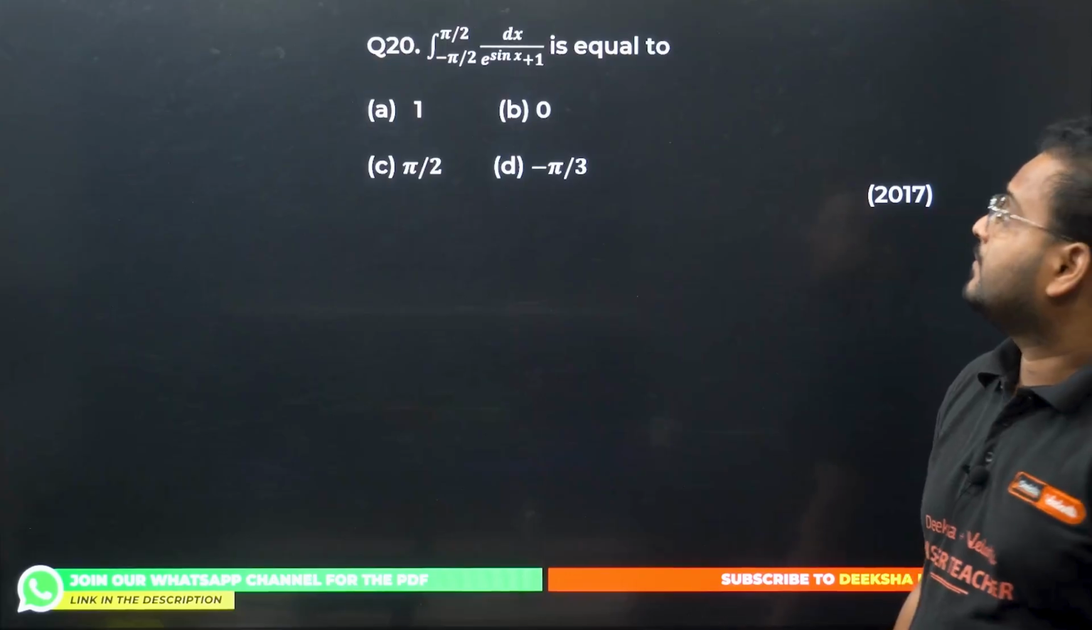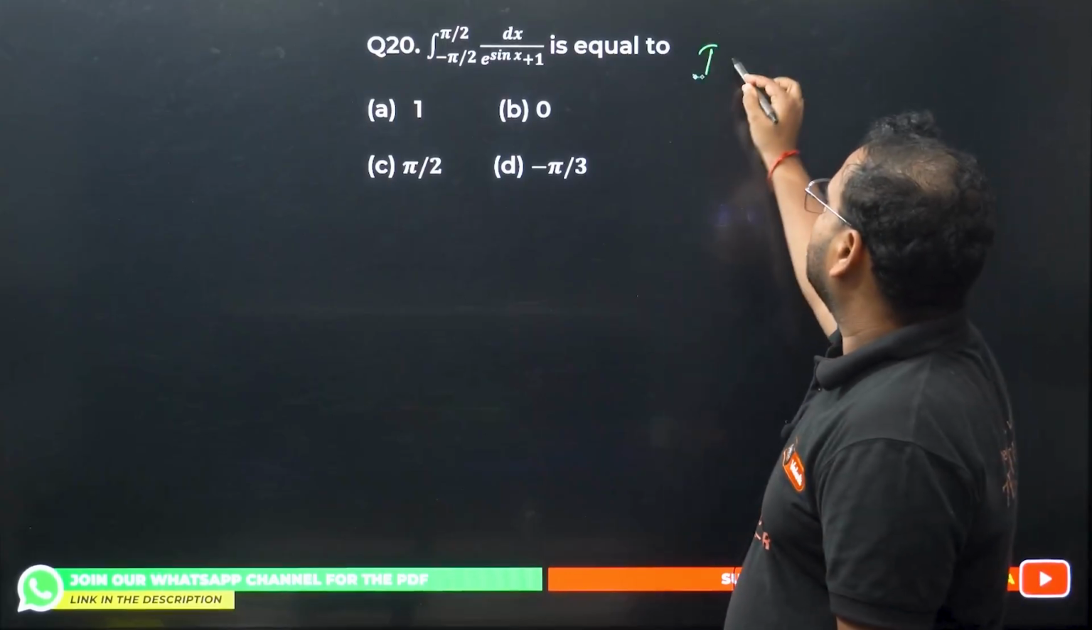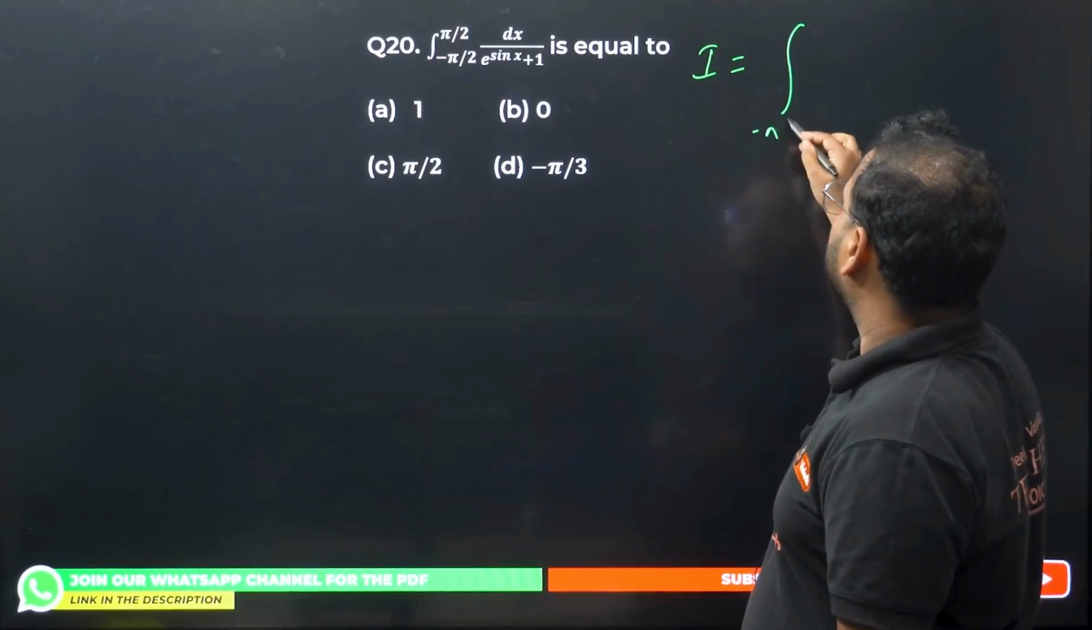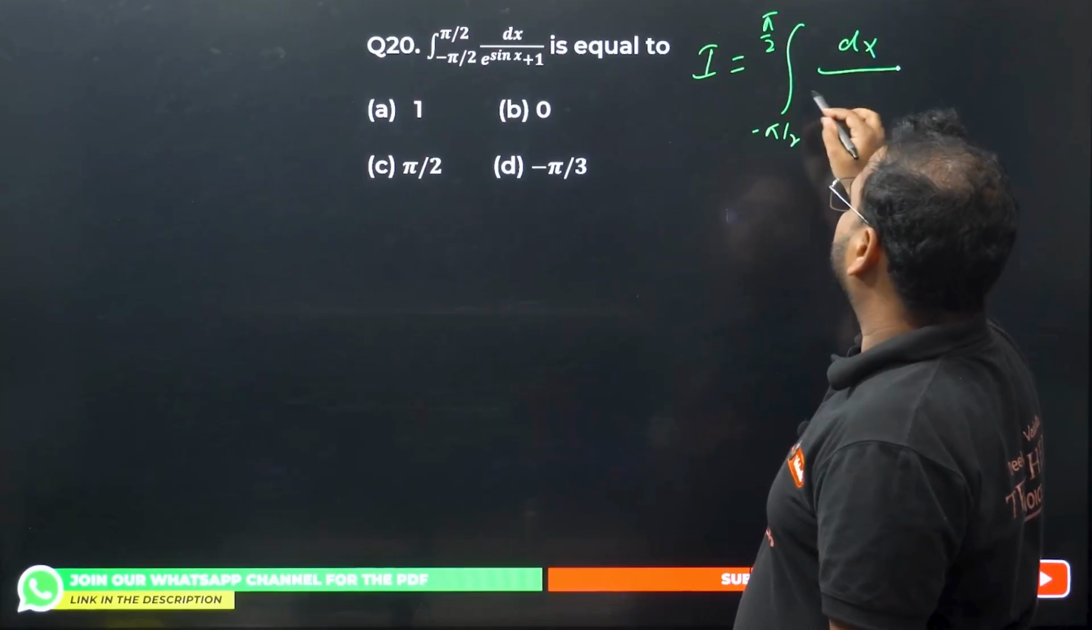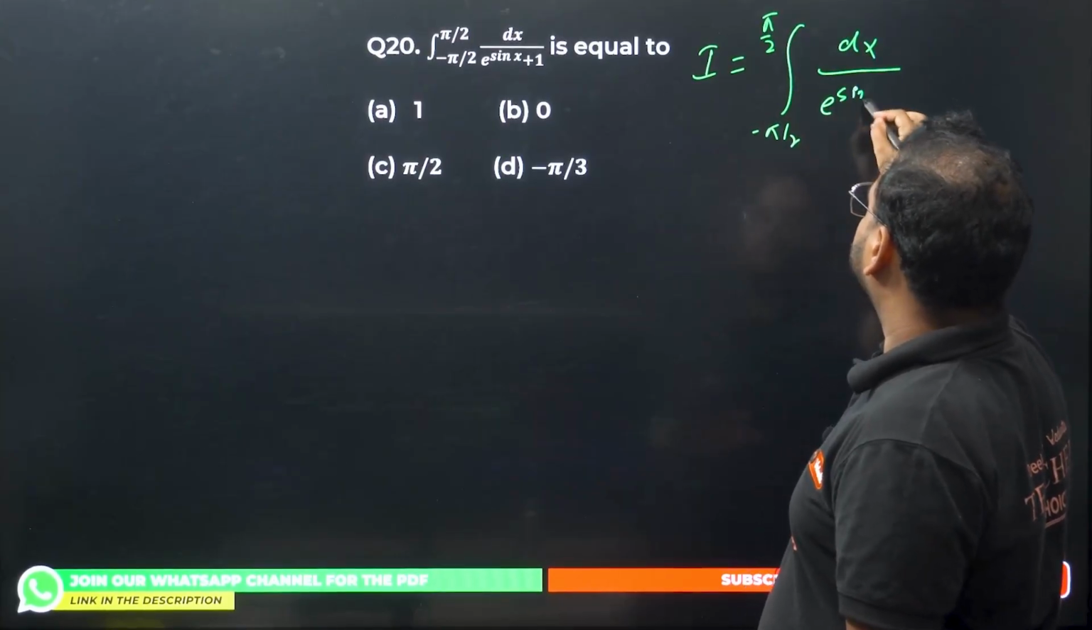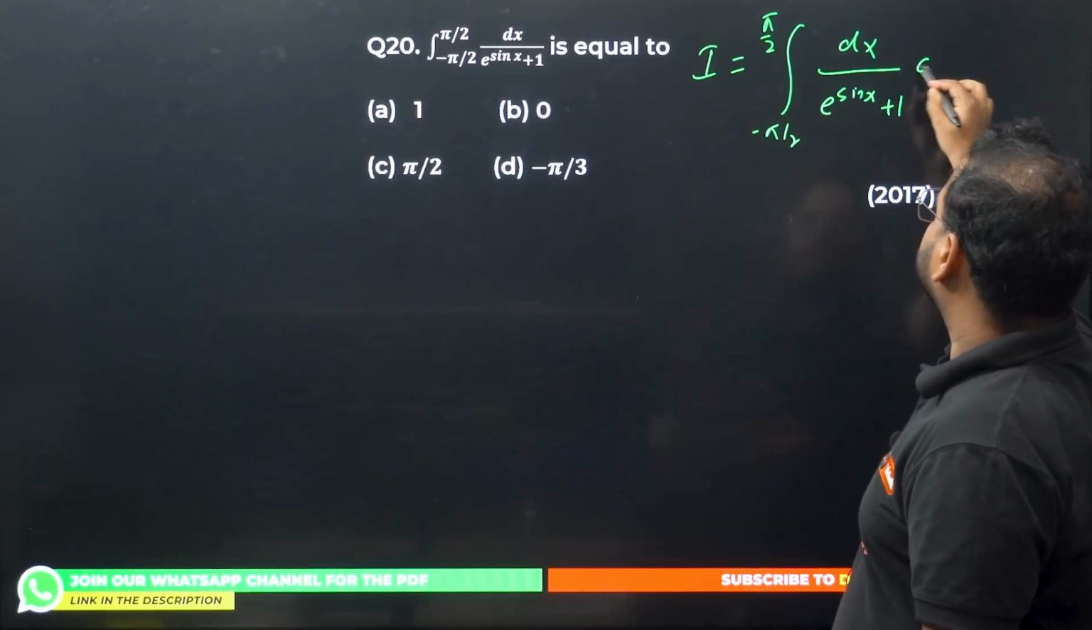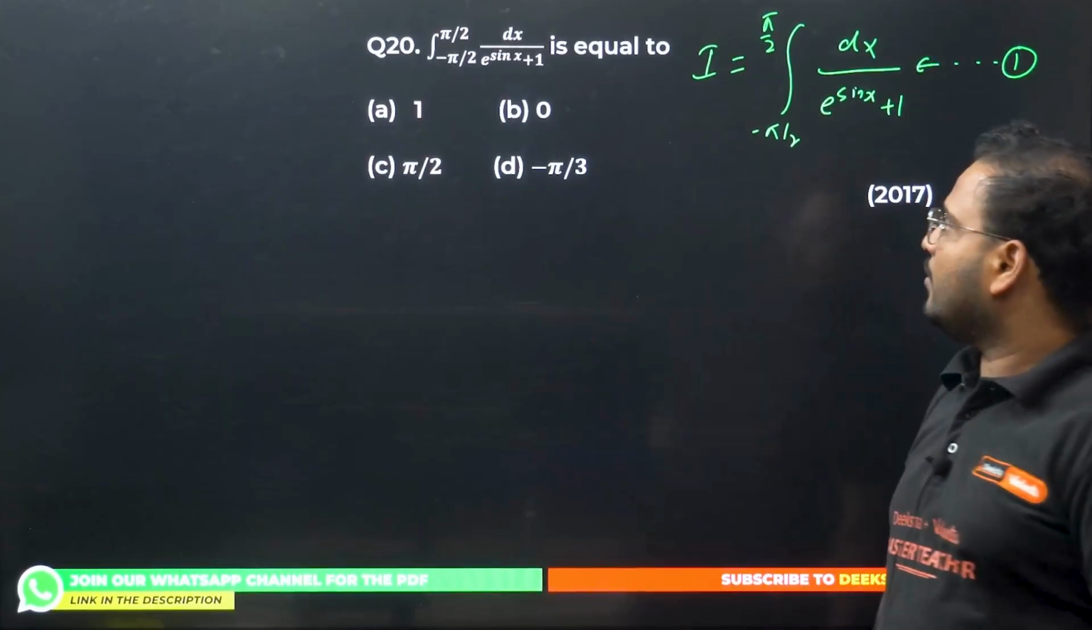Over here, this is a good question. This is a beautiful question. Minus pi by 2 to pi by 2. Many of you might get this question wrong also. That's how good it is. This is equation number 1.